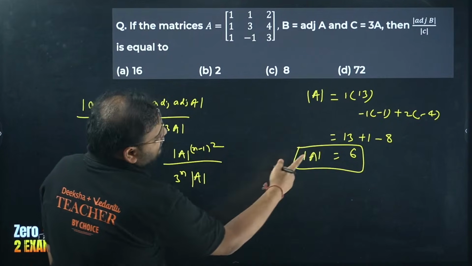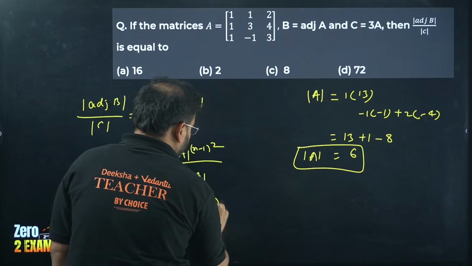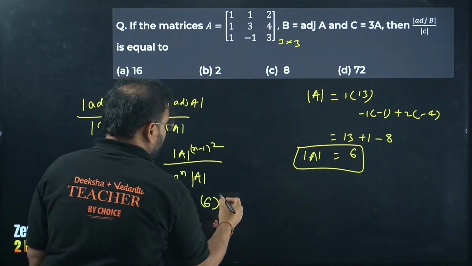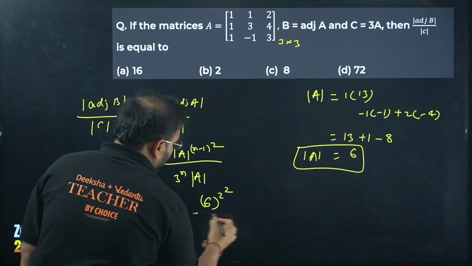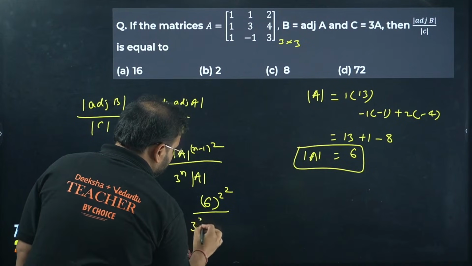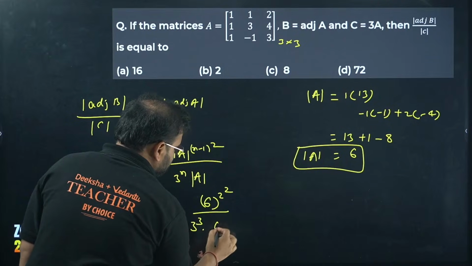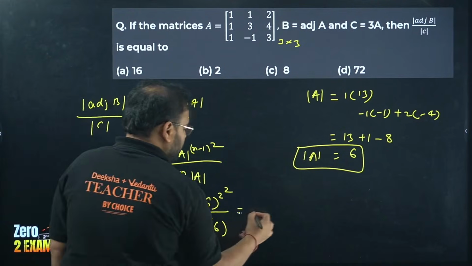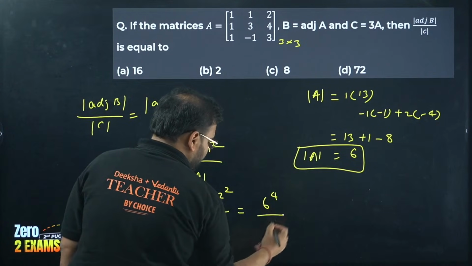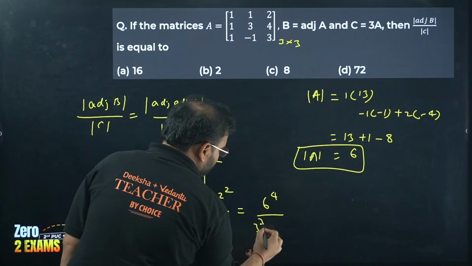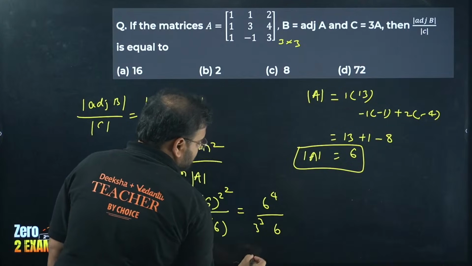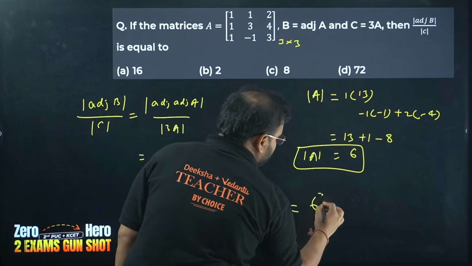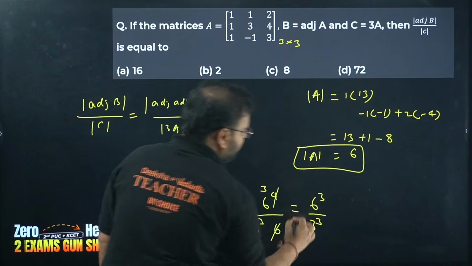Determinant of A is what? 6. So 6 power n value, check now. Order is 3 cross 3. So 3 minus 1 will be 2, power 2. Over here we'll have 3 power 3 into determinant of A, which is going to be 6 only. So we have 6 power 4 by 3 power 3 into 6. Check here, this will cancel this. We'll have only 6 power 3 by 3 power 3.